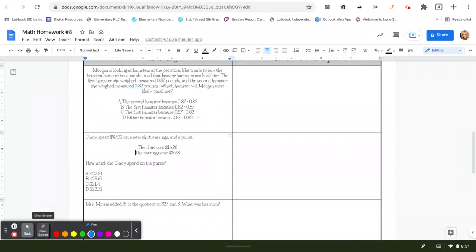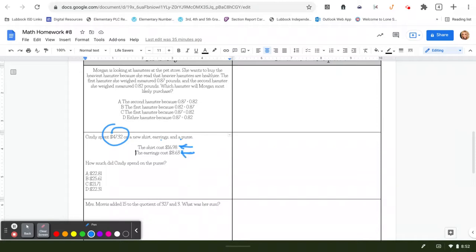Next, Cindy spent $47.32 on a new shirt, earrings, and a purse. The shirt cost $17.98. The earrings cost $8.63. How much did she spend on the purse?